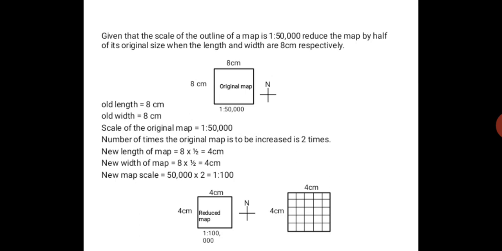Let's take this example. Given that the scale of the outline of a map is 1:50,000, reduce the map by half of its original size when the length and width are 8 cm respectively. So you understand the question there? The question is saying that the original scale of the map is 1:50,000 and the original length and width of the map are 8 cm respectively.